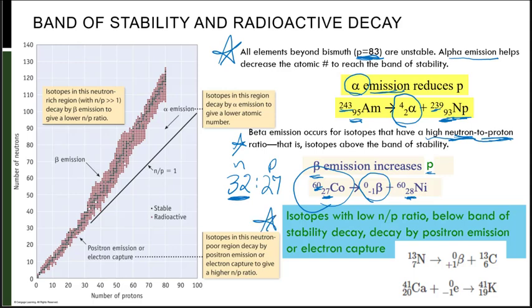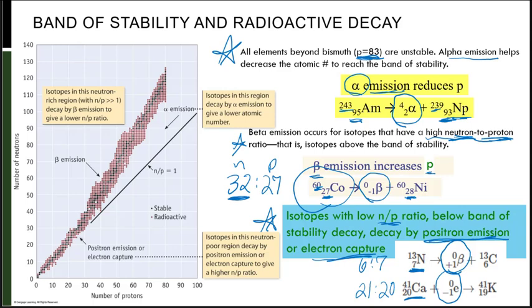Isotopes that have a low neutron to proton ratio, below the band of stability, decay by positron emission or electron capture. Here's a couple examples. If I looked at the neutron to proton ratio for this nitrogen isotope, it would be 6 neutrons and 7 protons. And for this calcium, it would be 21 and 20, so lower, close to that 1-to-1 ratio. Here's an example of a positron emission. Here's an example of electron capture.